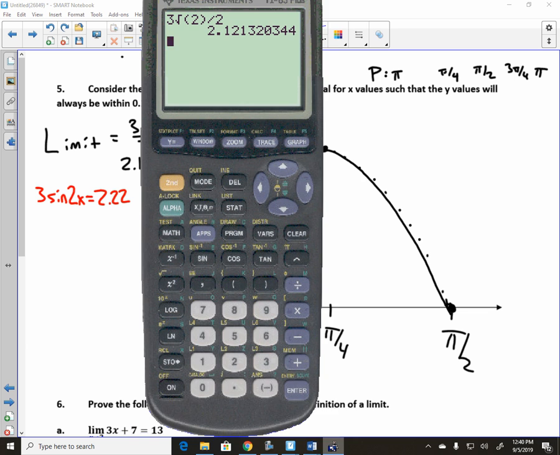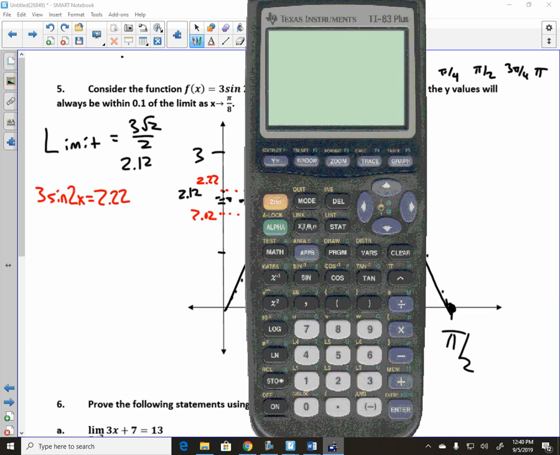How do I go about solving that? You guys are excellent mathematicians. You had a great trig teacher last year. I know you remember it all. What do I do? Okay, 2.22 divided by 3. 0.74. Now what? I got sine of 2x is equal to 0.74.